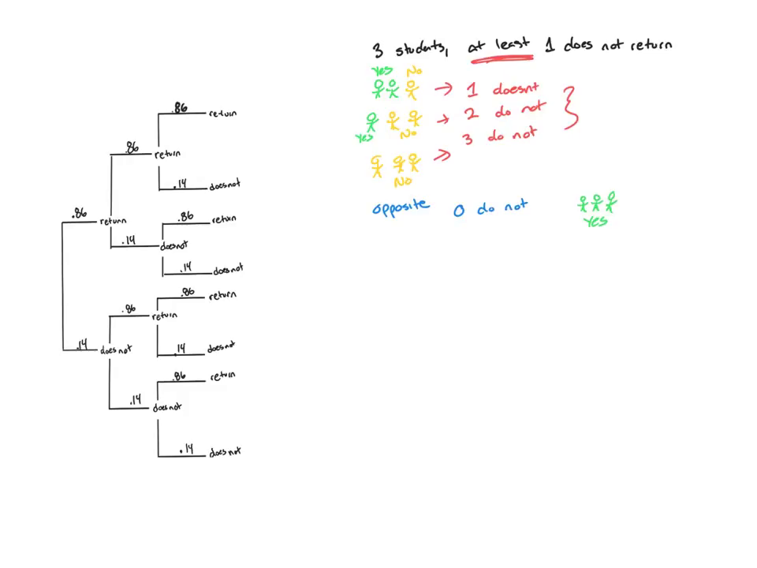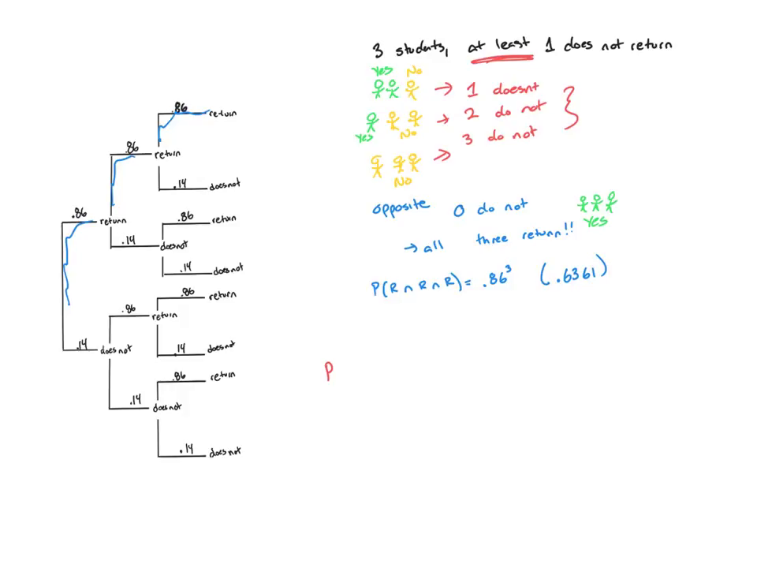Well, if 0 of my students do not return, that's the same as saying all 3 return. What's nice about this is a relatively easy probability to find. That is the probability the first returns, and the second returns, and the third returns. It's just that one branch on here, and so first returns, second returns, third returns. It's 0.86 times 0.86 times 0.86, or I can just be super lazy and write it as 0.86 to the third power. Once I get this probability, I need to realize it's not what I actually want.